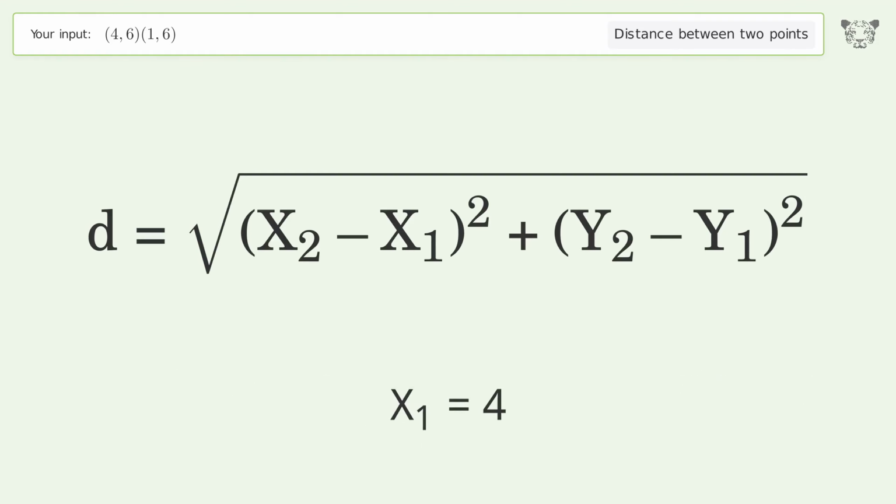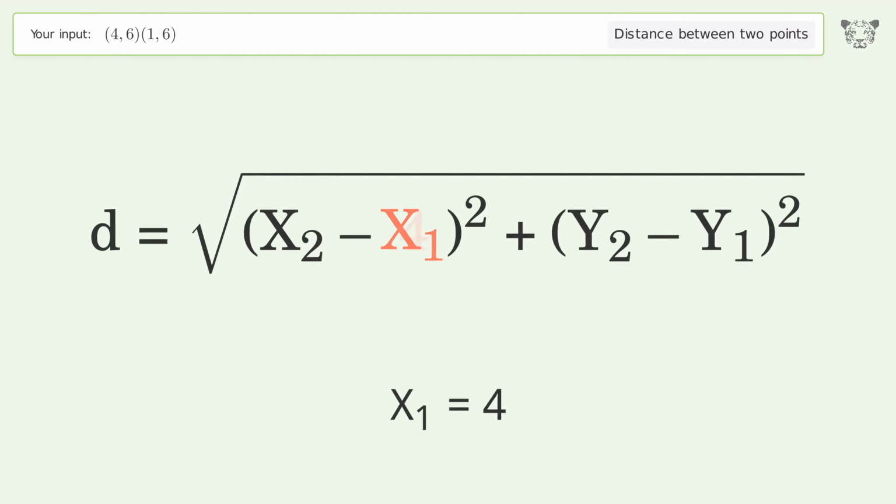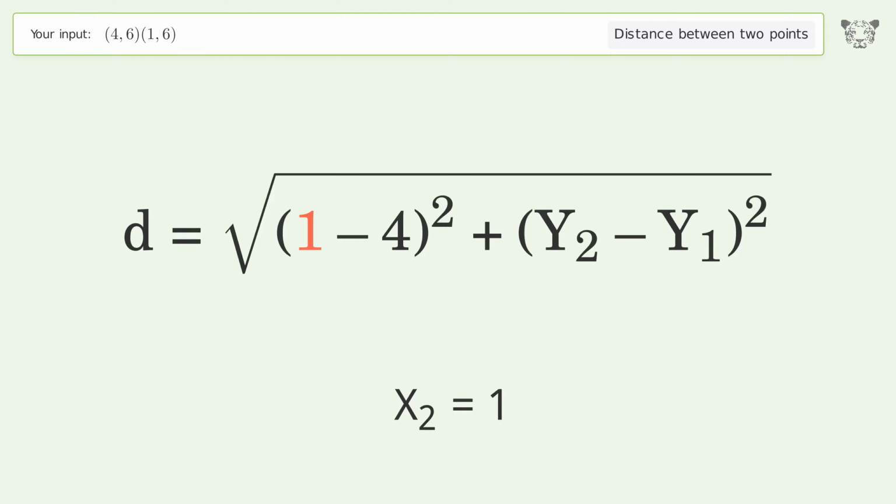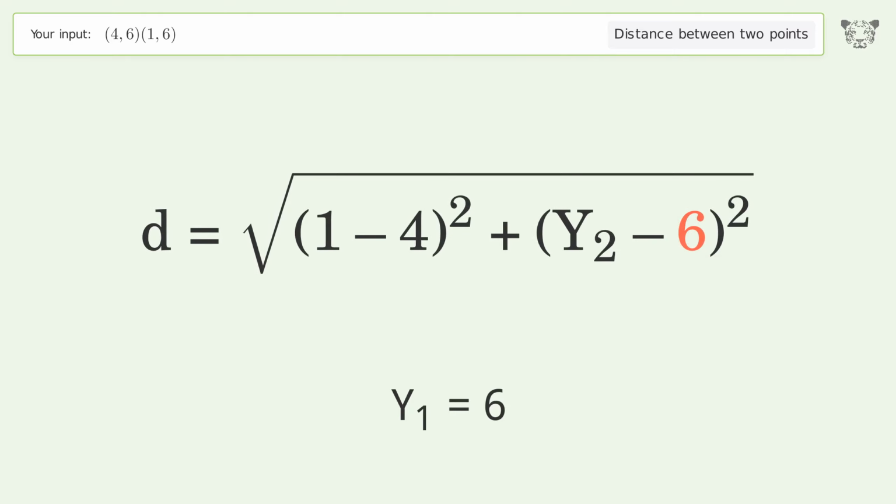x1 equals 4. x2 equals 1. y1 equals 6. y2 equals 6.